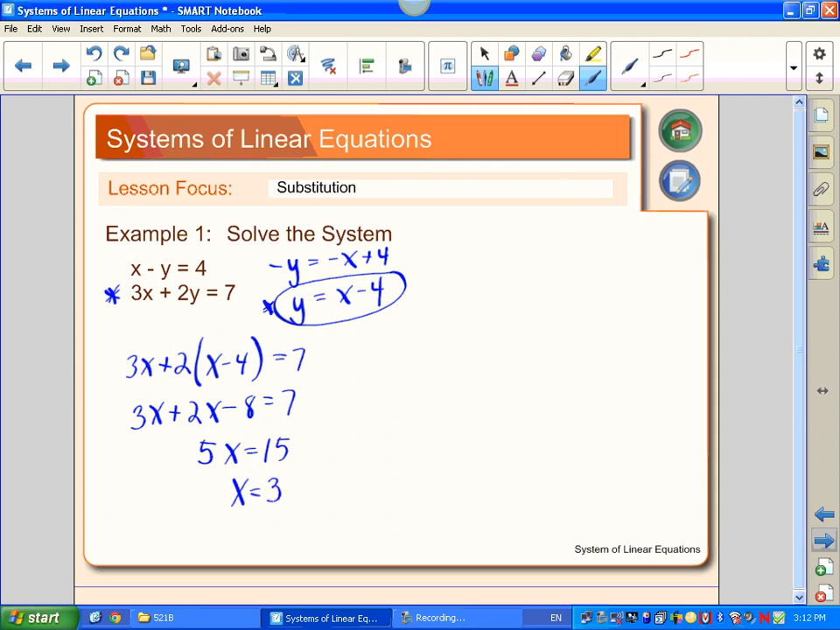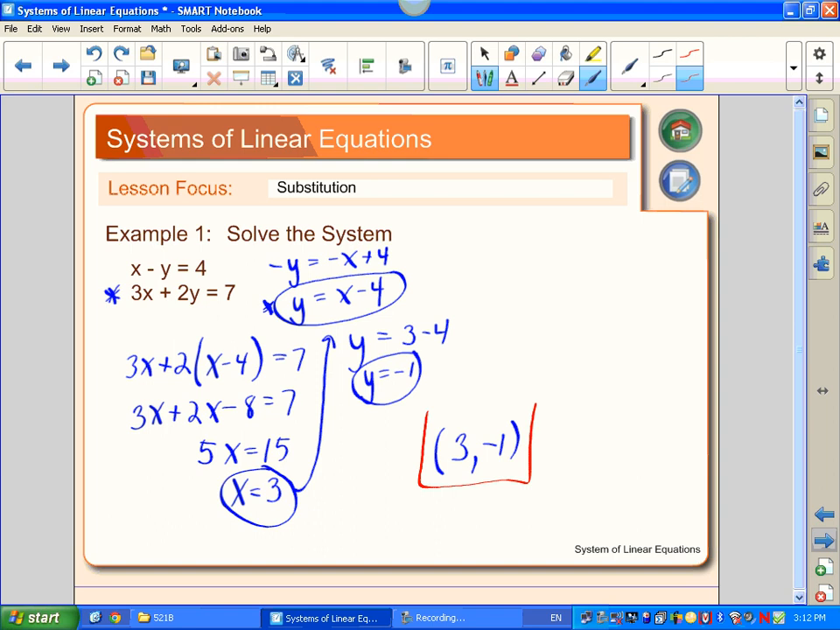That's not the final answer. The final answer is the point of intersection. So if I have x equals 3, I want to find out what the value of y is. So y is then going to be equal to 3 minus 4. y is equal to negative 1. For my final answer, it is a point. The coordinate point (3, -1). And this is the final answer. And that tells me that this is the point where these two lines meet.